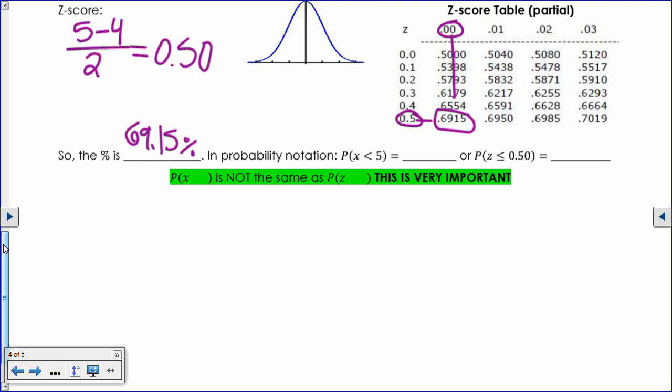Okay? In probability notation, if you guys see this, the probability that x is less than 5, what's the probability that x is less than 5? 0.6915. If they ask for probability, that's when you guys would write it as a decimal. Right? These two mean the same thing.